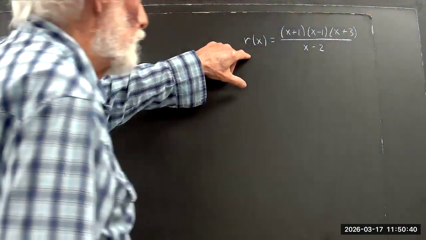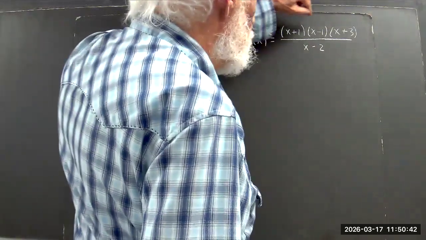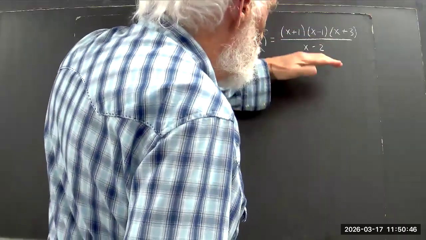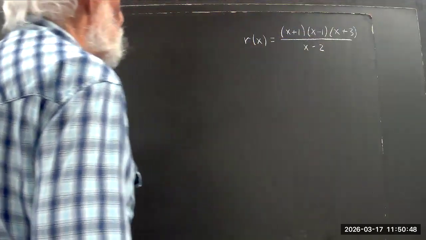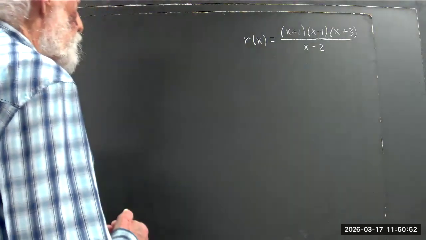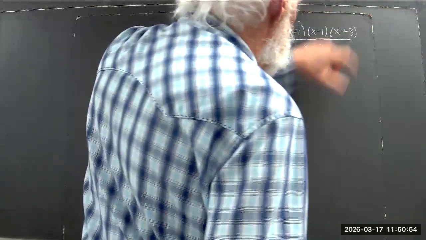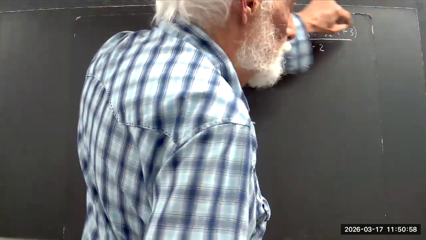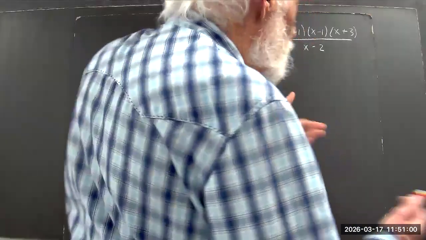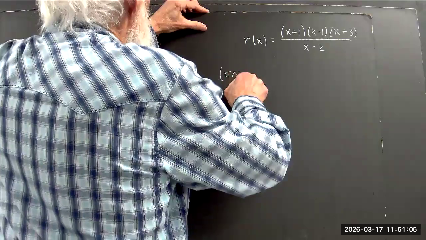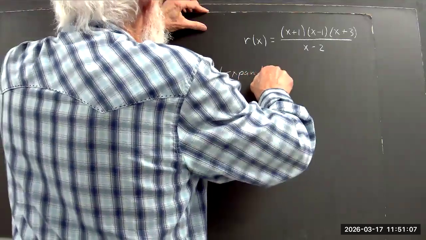Okay, let's talk about the rational function r of x equals x plus 1 times x minus 1 times x plus 3, all divided by x minus 2. There are many ways I can represent this function. This is factored form. Often when you see a rational function, it's not factored, it's expanded. So let's just see what this looks like if we expand it.